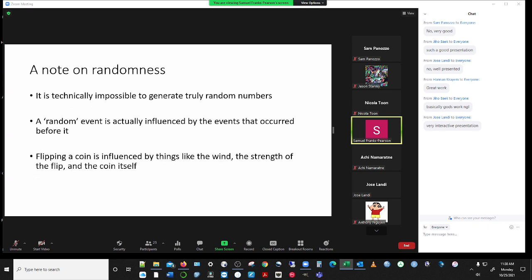For example, imagine you were flipping a coin. If you knew everything that would influence the flip, such as the speed and direction of the wind, the strength you put into the flip, and any damage to the coin that would influence its rotation, then you could predict what side would land face up with complete accuracy 100% of the time.